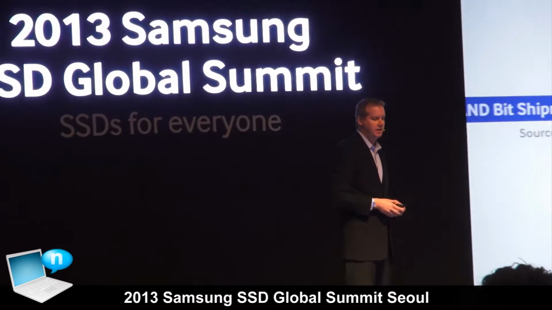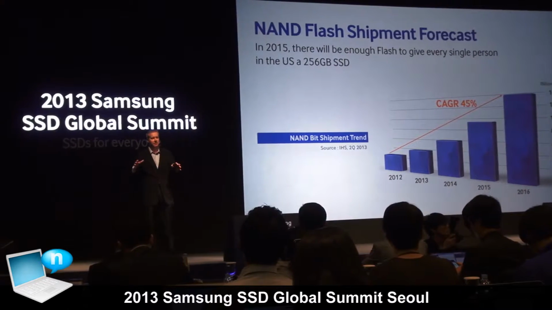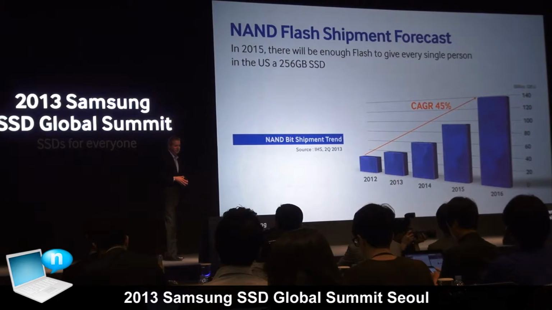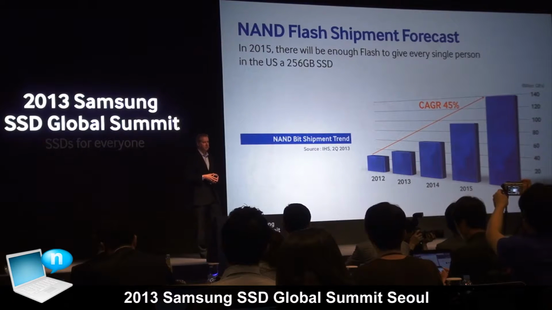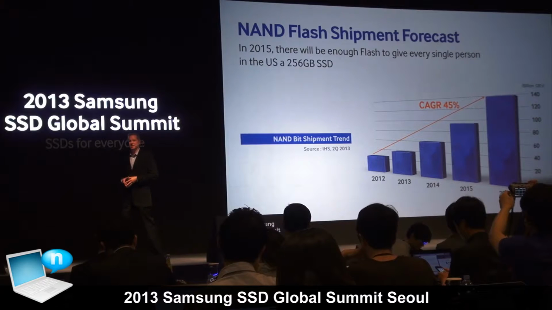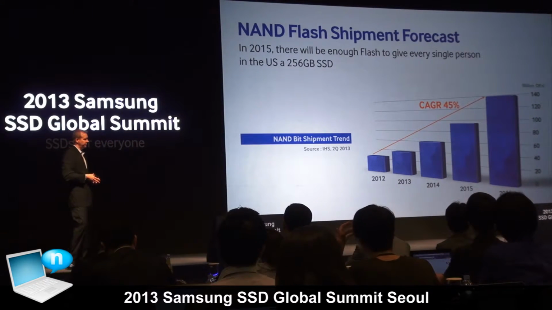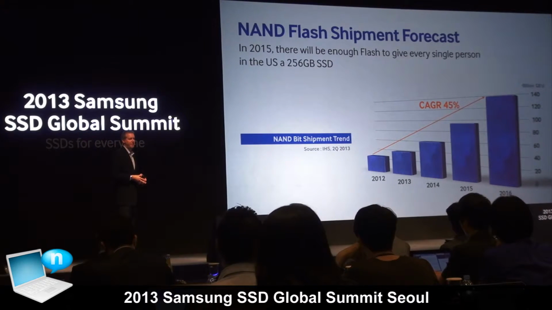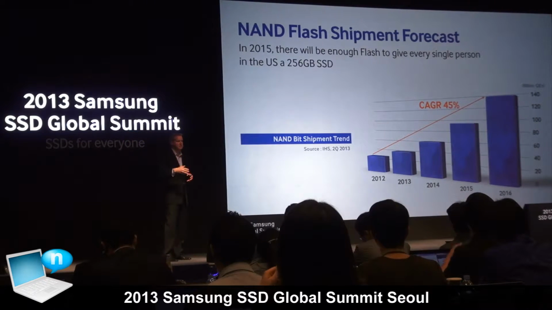So let's look at the NAND Flash shipment forecast. We spend a lot of time talking about bits and bytes, so I'll try to give you a couple of analogies that ground it. In 2013, the industry will ship roughly 40 billion gigabytes. That's billion with a B, so it's tremendous amounts of NAND. In 2015, if we extrapolate that over time, we're looking at about a 45% CAGR of NAND Flash output. Again, this is for the industry.